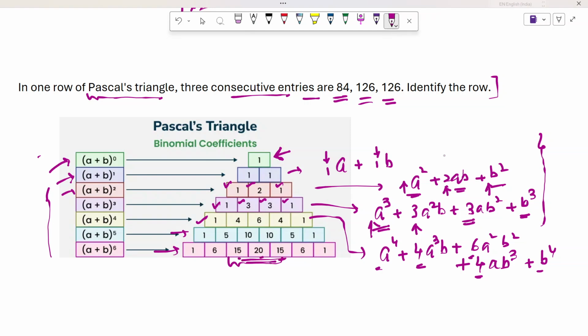अगर इस क्वेश्चन को हम ये ऐसे भी बोलें कि किसी स्पेसिफिक रो में consecutive entries 15, 20, 15 हैं, then identify the row, then we shall immediately say that it is 7th row if we start with 1, means a plus b raised to power 0, and it is 6th row if we start with a plus b raised to power 1. Simple. That depends upon the question.